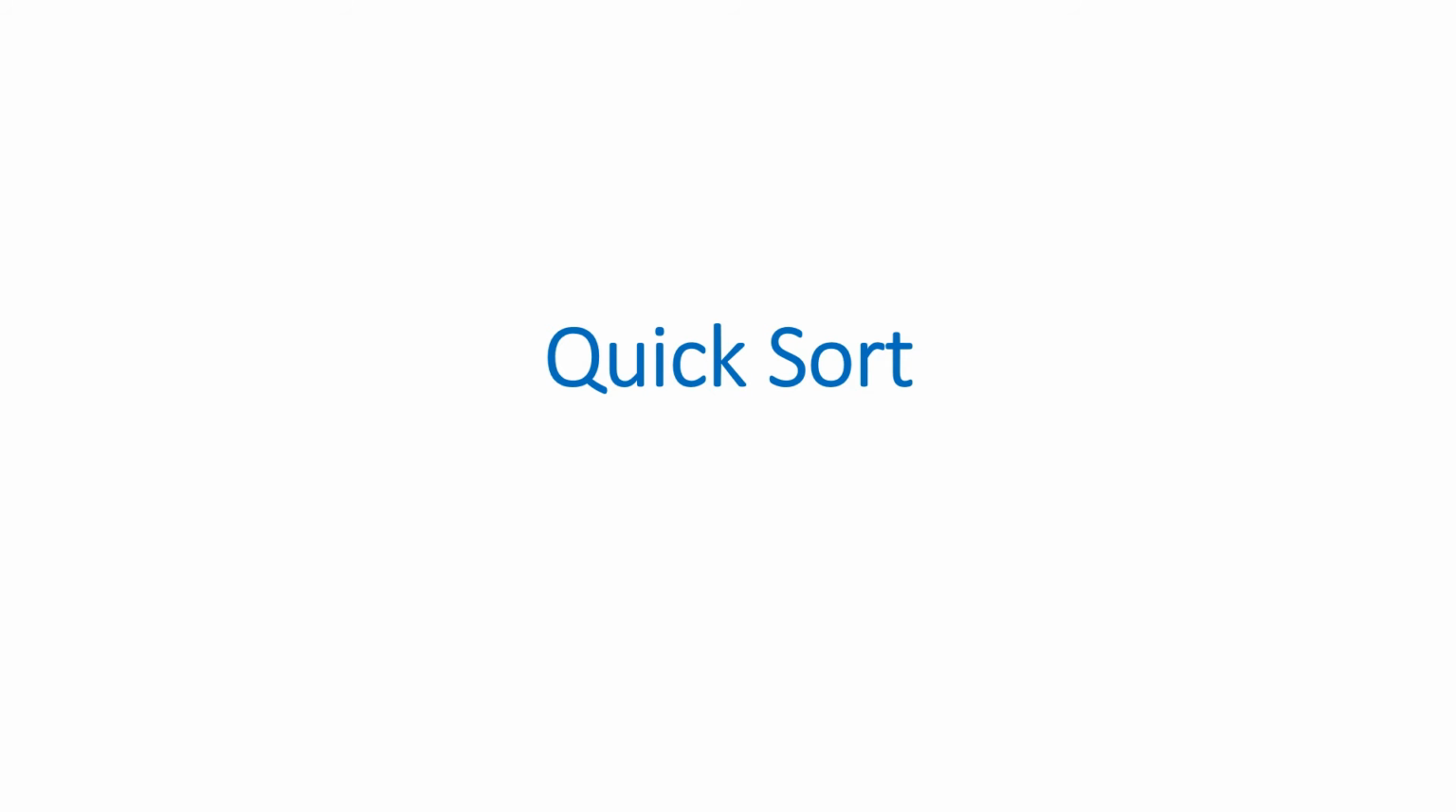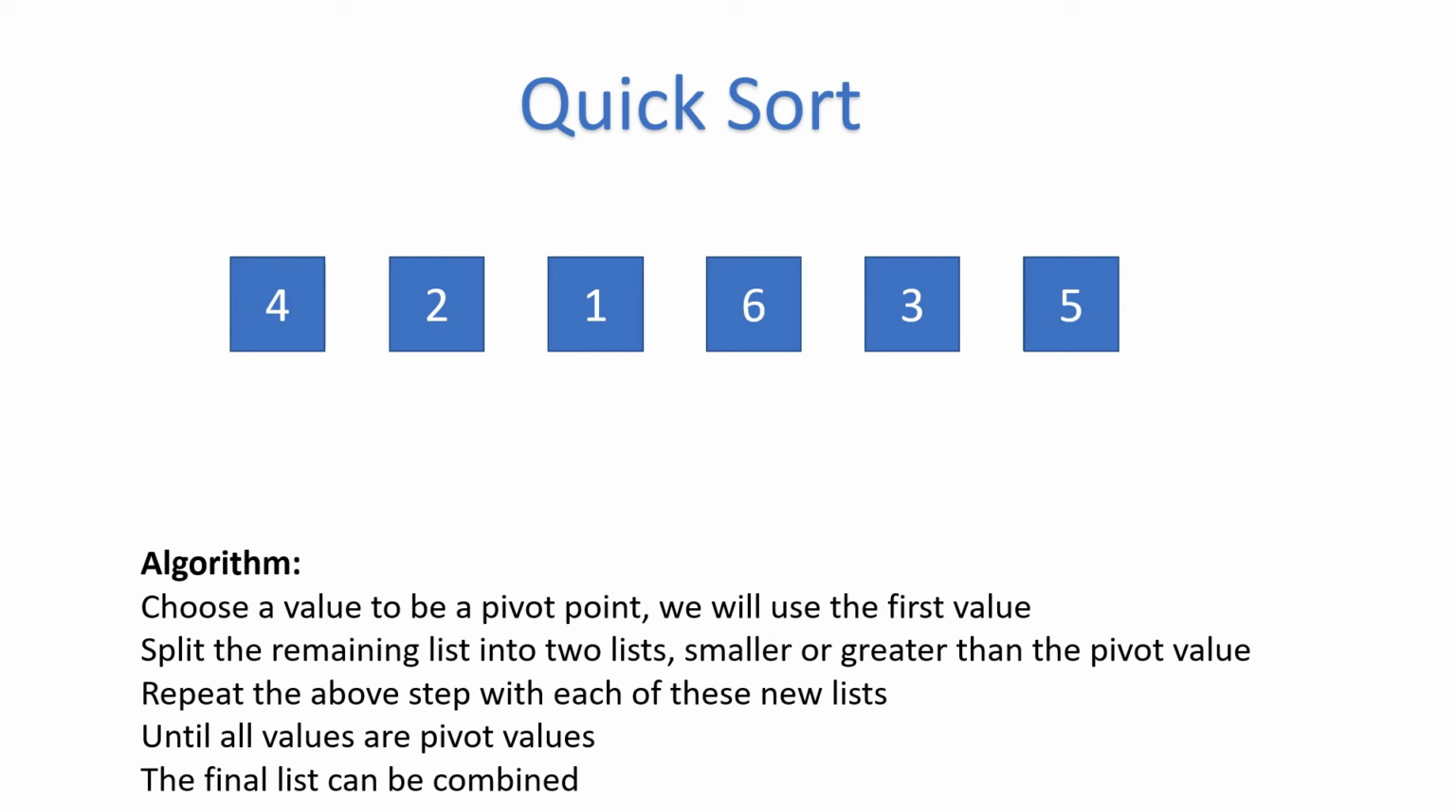The final sort is called a quick sort. Again we have our numbers of 4, 2, 1, 6, 3 and 5, and again we have written out the algorithm at the bottom. First of all we need to choose a pivot point. How well you choose this pivot point depends on how well the quick sort works.